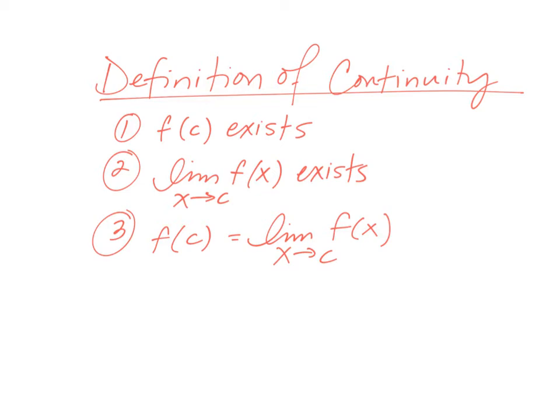So there's not just holes. Number two, the limit has to exist. That means as we approach that particular x value from both sides, it is approaching the same y value. And finally, the function value and the limit have to be the same thing.